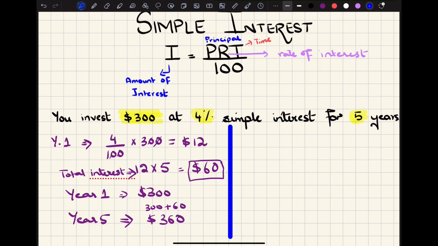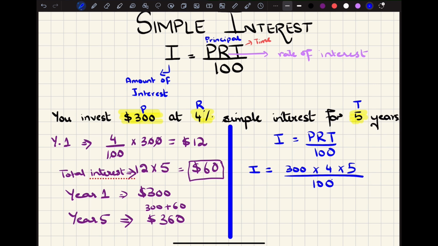So I is equal to PRT over 100. I we need to calculate. P is the principal amount, which is $300. R is the interest rate. T is the number of years. So let's substitute these values. 300 into 4 into 5 over 100. This is going to cancel out and we have 20 into 3, 60.